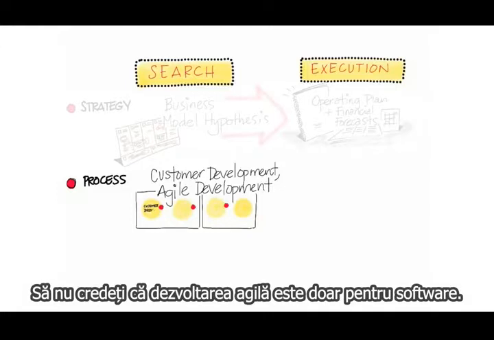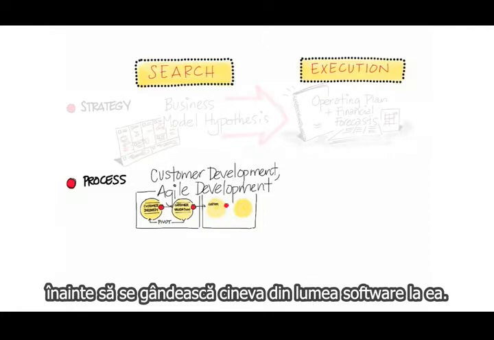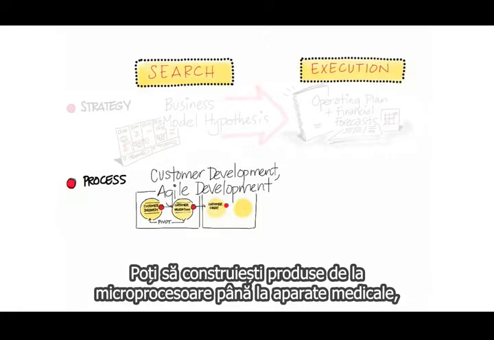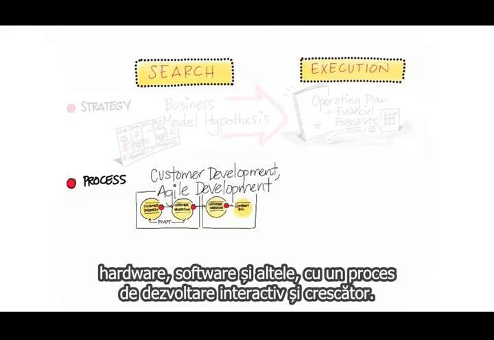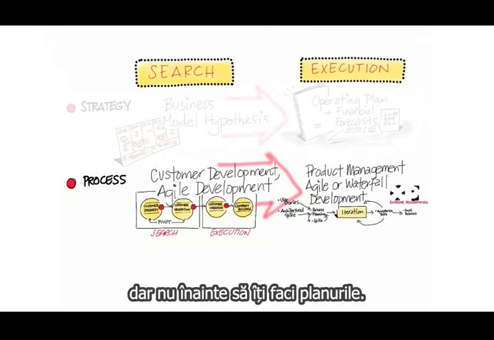And by the way, don't think that agile engineering, agile development, is only about software. Toyota and the Toyota production system actually had it for hardware decades before anybody in software ever thought about it. So you could be building products, anything from microprocessors to medical equipment to hardware, software, etc., using an iterative and incremental engineering process. And again, once you're done with that, of course you want to manage this in a formal process, but not before you do the planning.